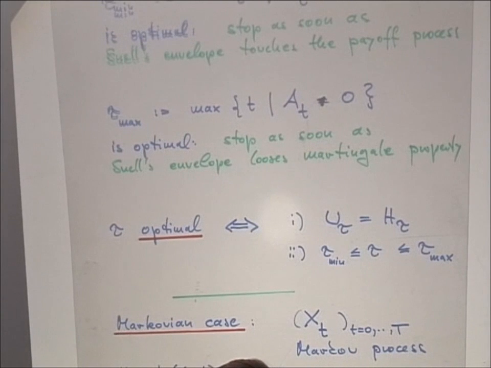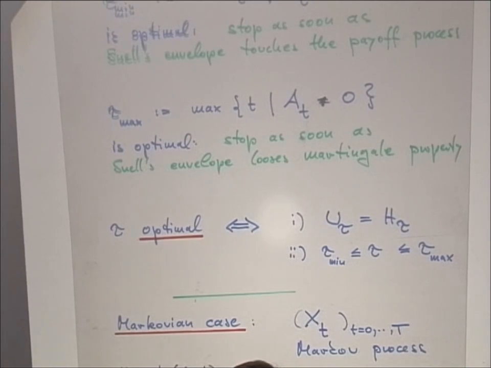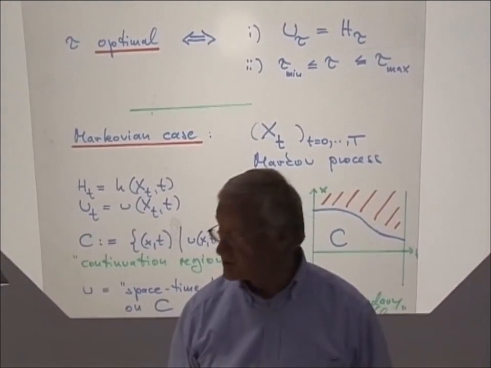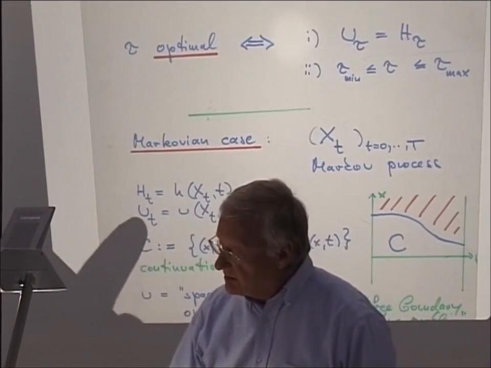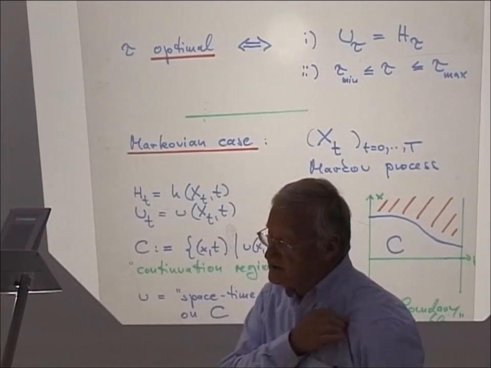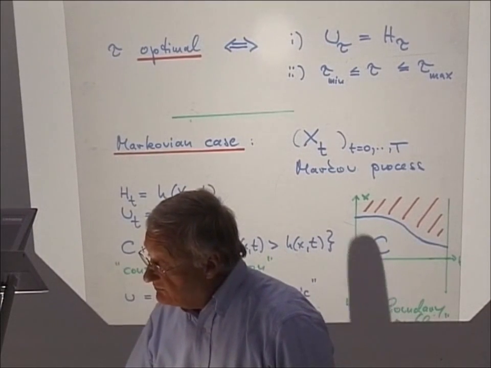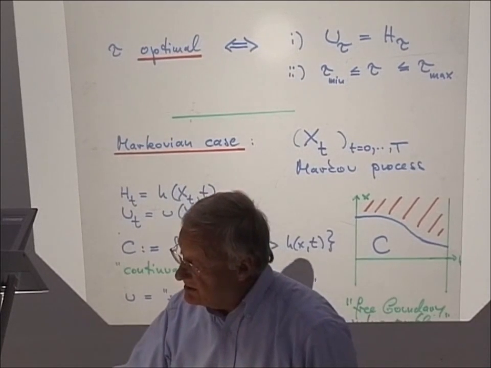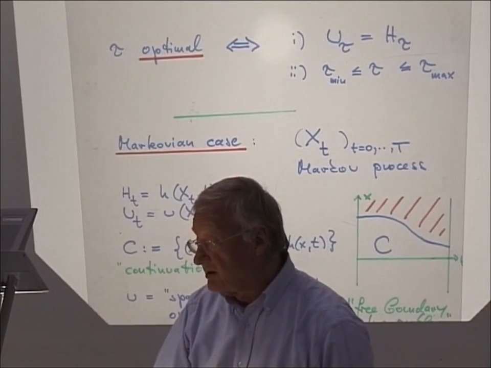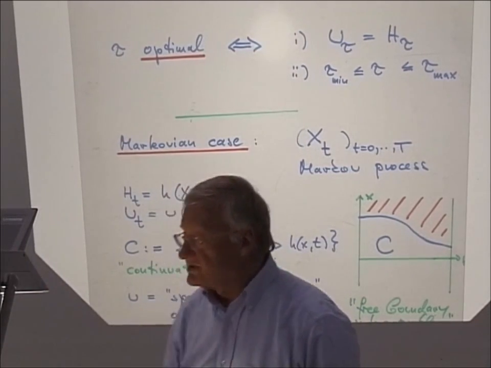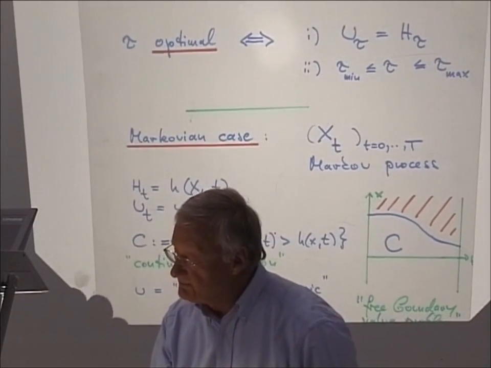Now in the Markovian case, where you have some underlying Markov process, where the payoff profile is defined in terms of that underlying Markov process, for example, as a function of the underlying price process, then the Snell envelope also has a Markovian structure. It's a space-time function of price and time. And you have then in space-time a certain region, the continuation region, where this is strictly bigger than what you could get right away. And this is a region where you let it run. And you stop by this recipe as soon as you leave the continuation region.